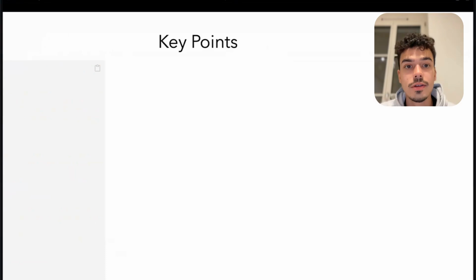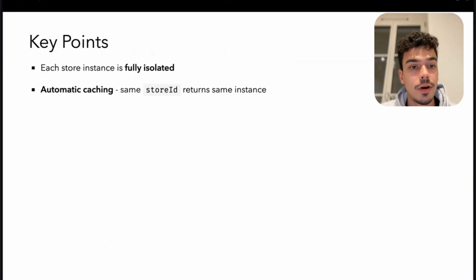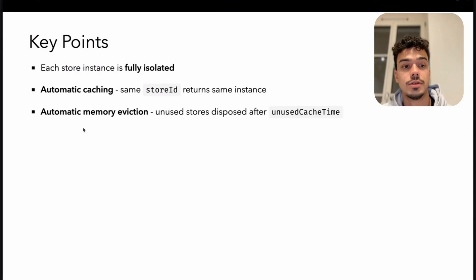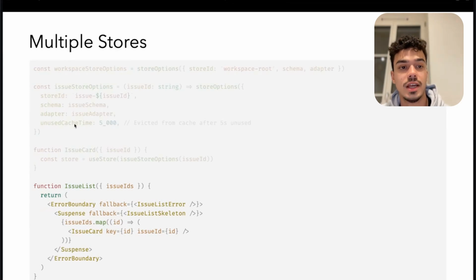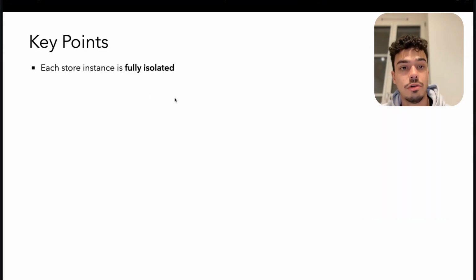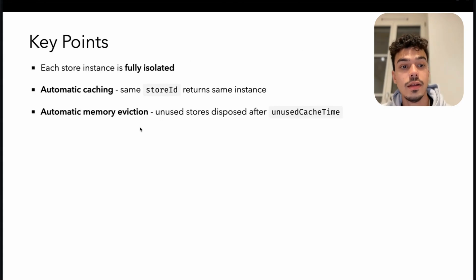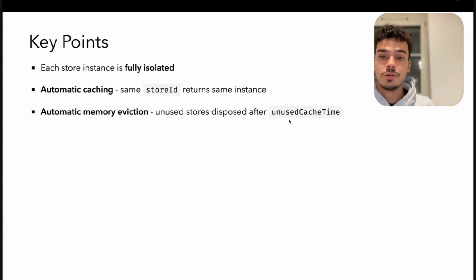And so this is pretty much the stuff that I've just mentioned. Each store instance is fully isolated from each other. That's what I meant by the consistency boundary. There is also automatic caching: if you use useStore in multiple places for the same store ID, it will reuse that one. And then there is also automatic memory eviction, which is configurable with that unused cache time that I showed previously.